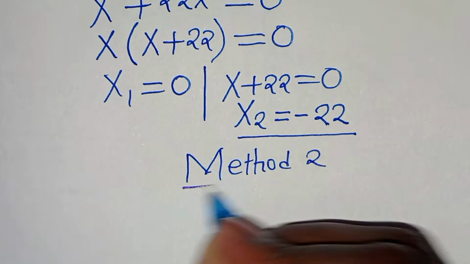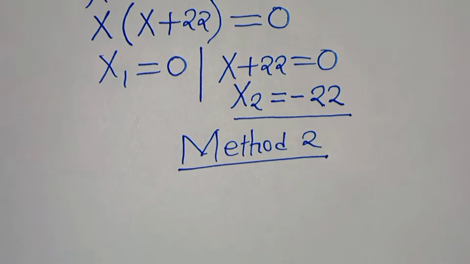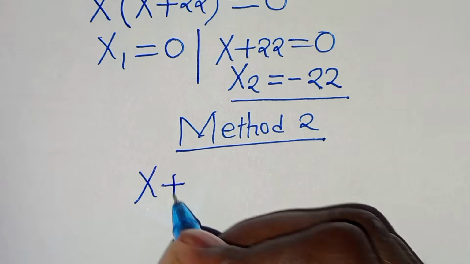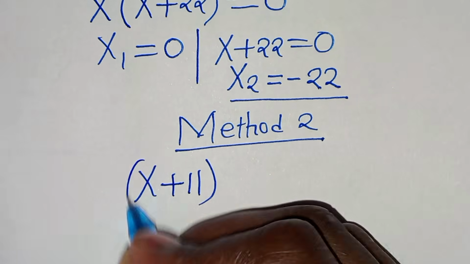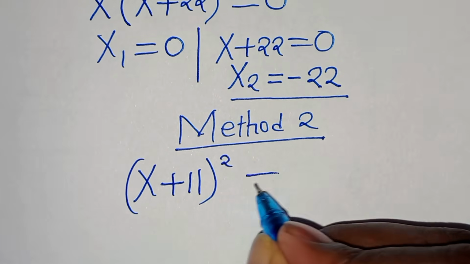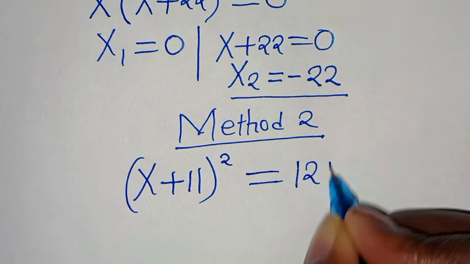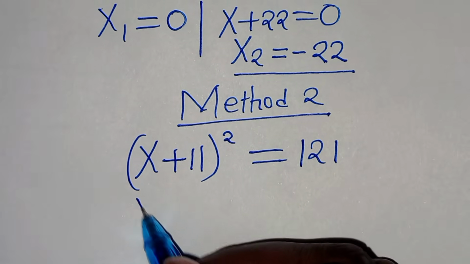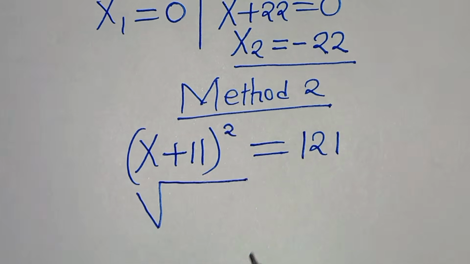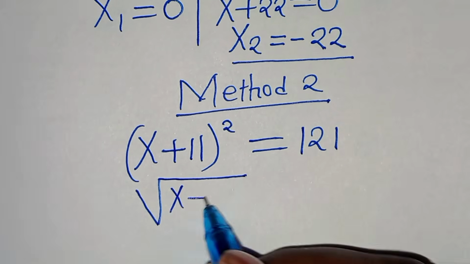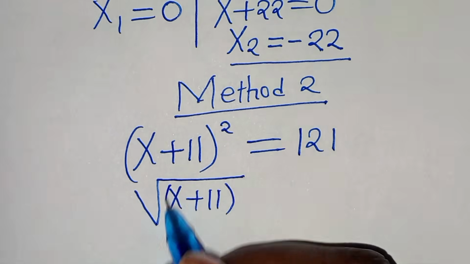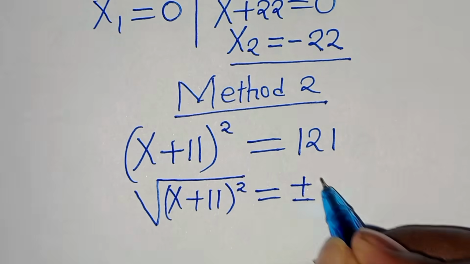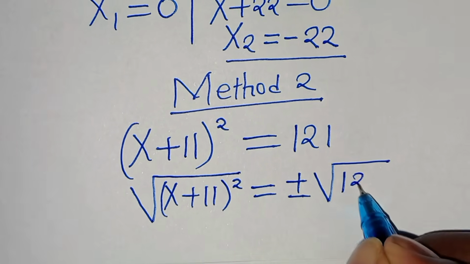Let's apply method 2 from here. So we have (x plus 11) raised to the power of 2. This is equal to 121. Now, let's apply a square root on both sides. So this is the square root of (x plus 11) raised to the power of 2. This is equal to plus or minus the square root of 121.